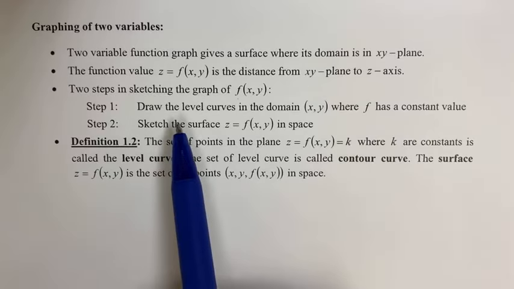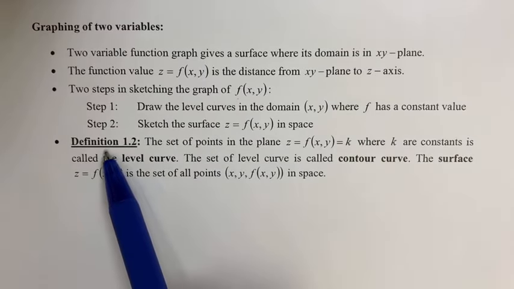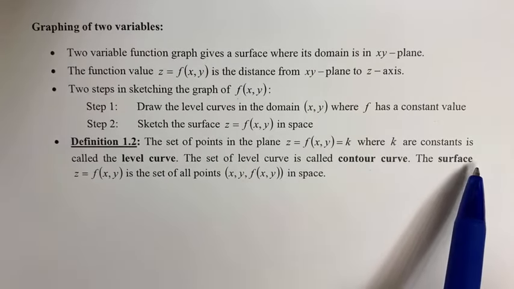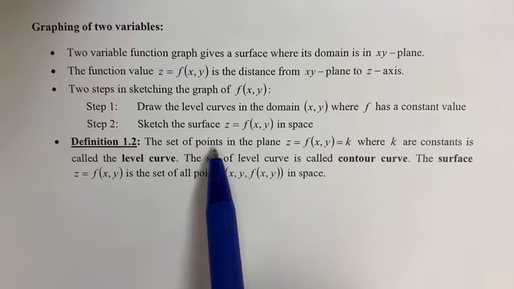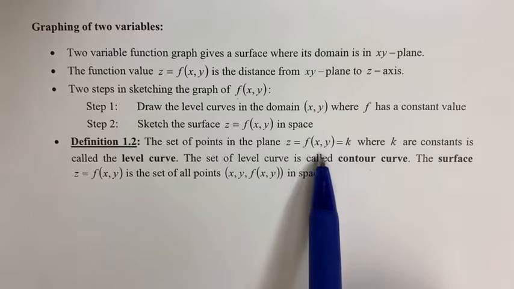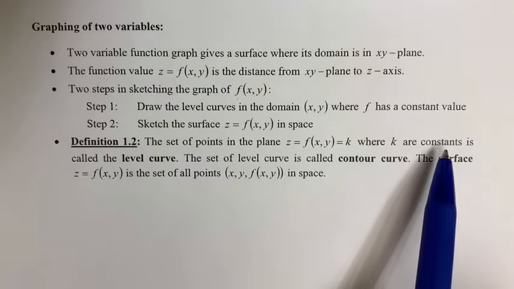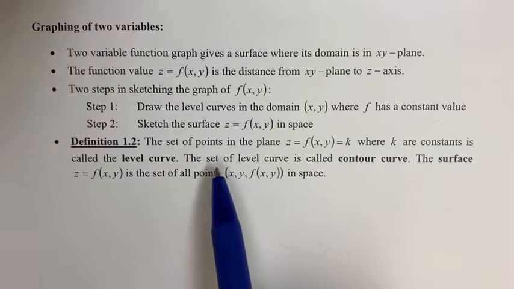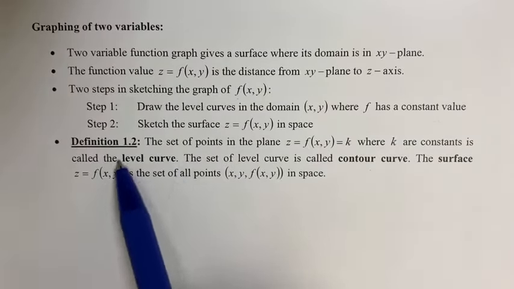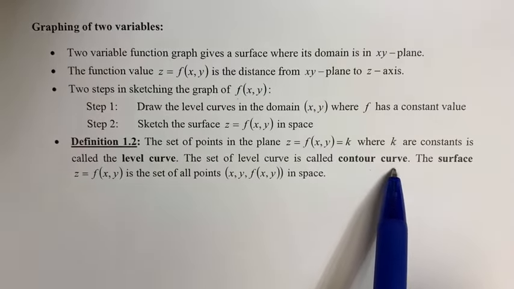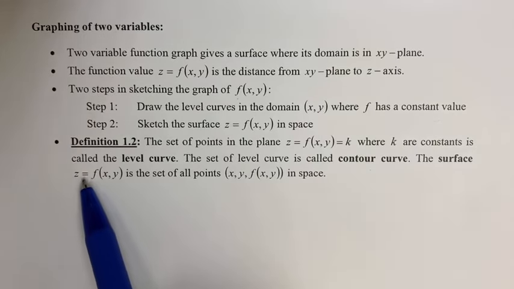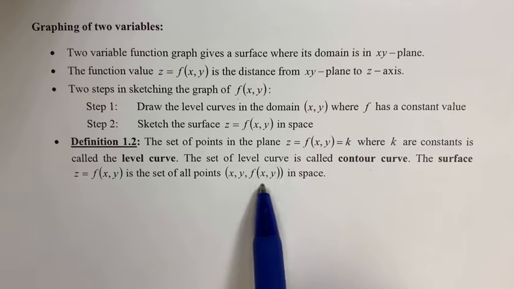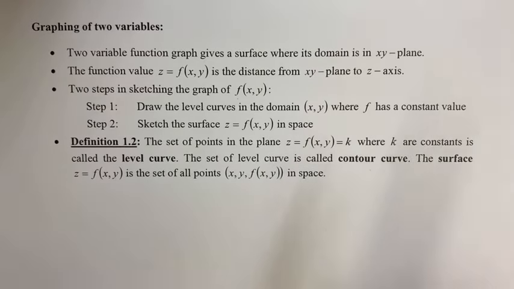Okay, so before we move to the example, let's see what is the definition of level curve, contour curve, and surface. Okay, for definition 1.2, the set of points in the plane z equal to f(x, y) equal to k, where k are constants, is called the level curve. So basically, k is our level curve. The set of level curves is called the contour curve. And last, the surface z equal to f(x, y) is the set of all points (x, y, z), where f(x, y) is our z, in space.